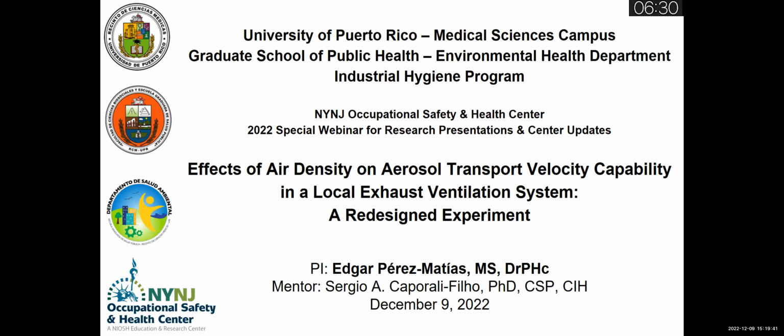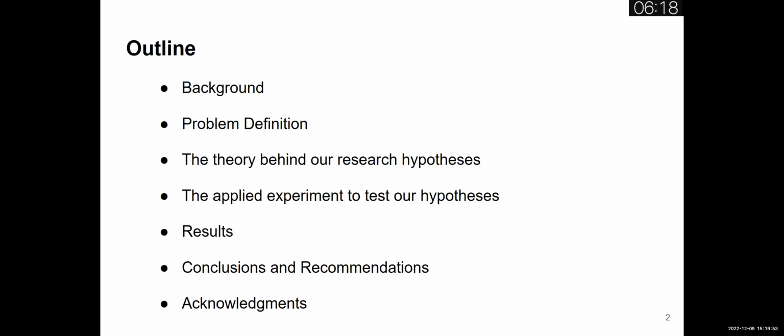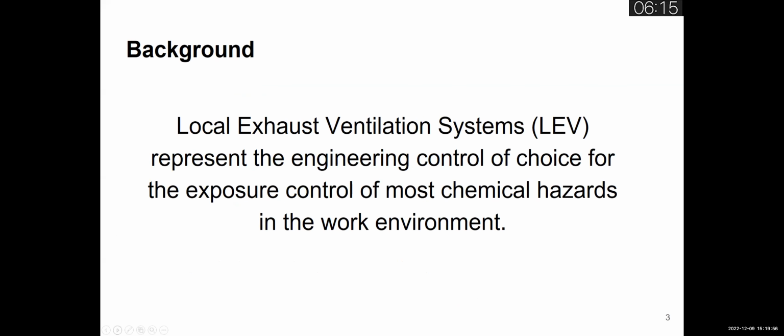So today we are going to talk about the effect of air density on aerosol transport velocity capability in a local exhaust ventilation system. Okay. So to control the exposure to chemical hazards, wet methods can be used, but local exhaust ventilation systems (LEVs) are the engineering control of choice for the exposure control of most chemical hazards in the work environment.